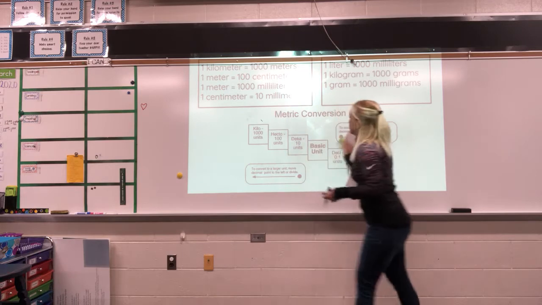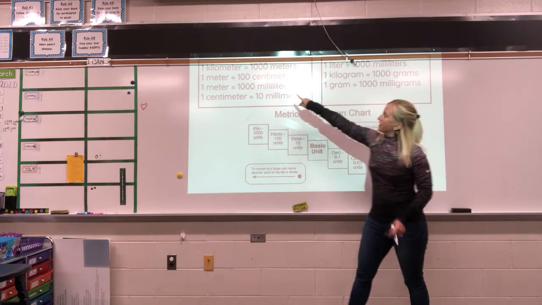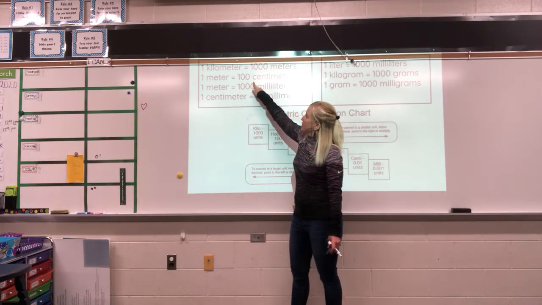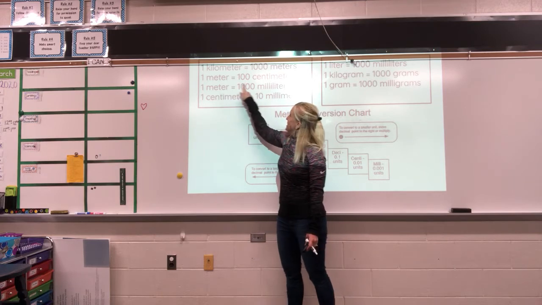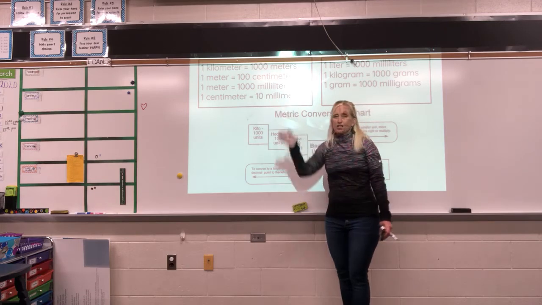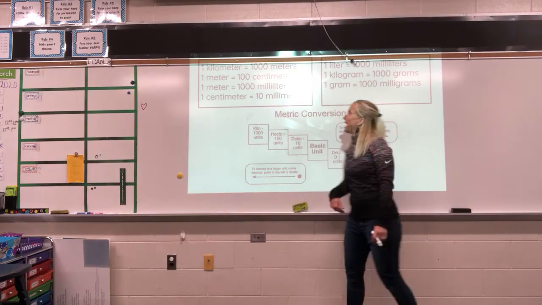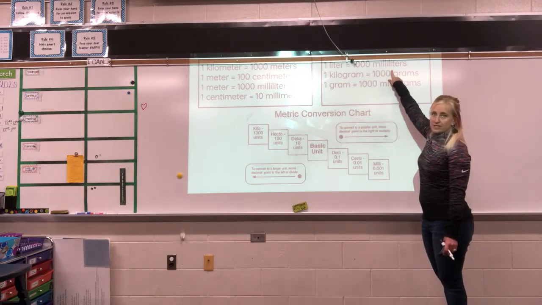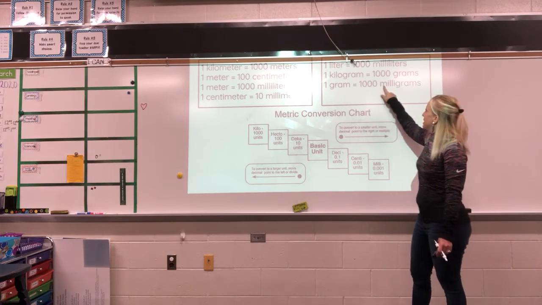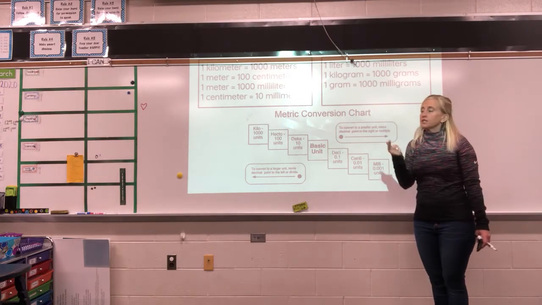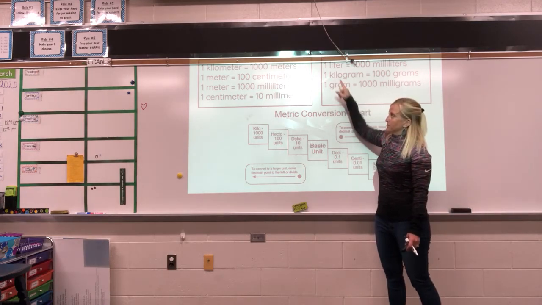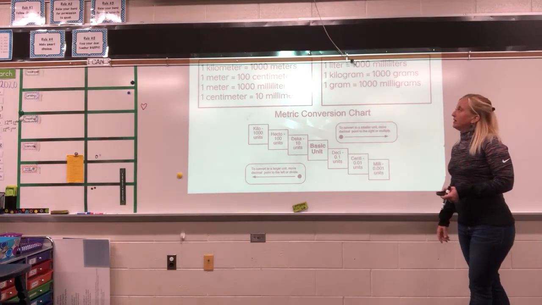Okay, so again, this is just a chart to kind of keep us on track. A kilometer is 1,000 meters. A meter is 100 centimeters. A meter is 1,000 millimeters. A centimeter is 10 millimeters. So notice everything goes in powers of 10. And then a liter would be 1,000 milliliters. A kilogram is 1,000 grams. And a gram is 1,000 milligrams. So your best thought is to remember that milli is 1,000 and kilo is 1,000. Okay, and we'll kind of keep going through that.